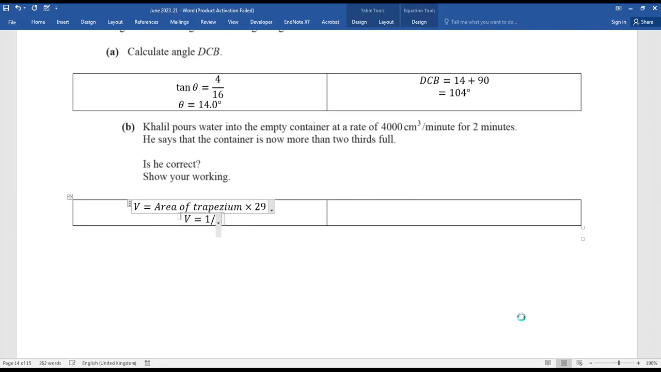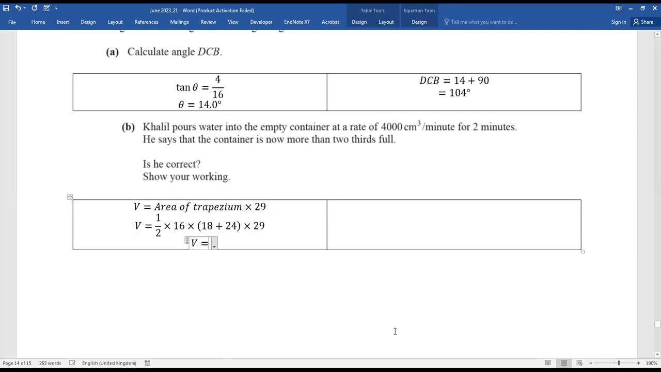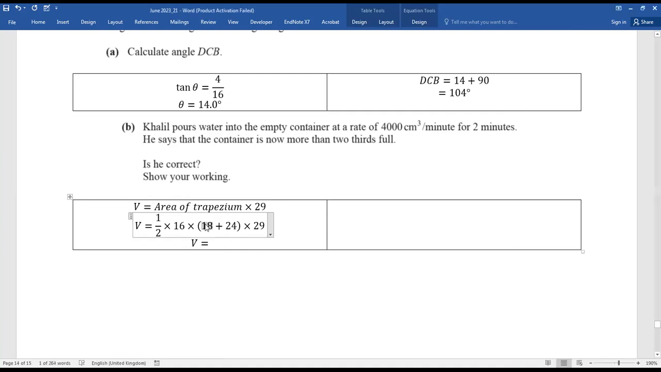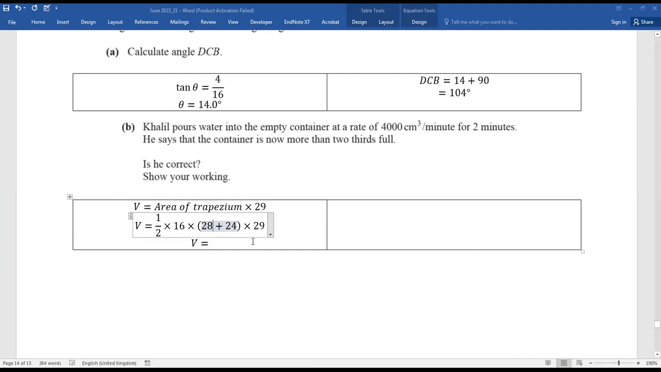So area of trapezium is half into height, which is 16, into the sum of parallel sides, which is 28 plus 24. I'll multiply that by 29. So the volume of the entire solid is 0.5 into 16 into 28 plus 24 and into 29. That gives 12064.